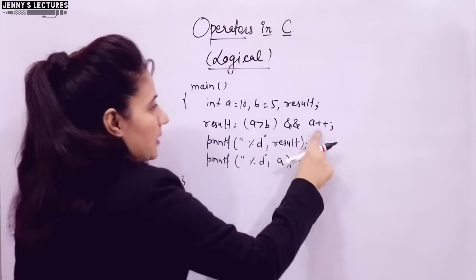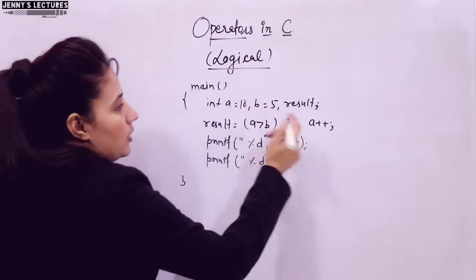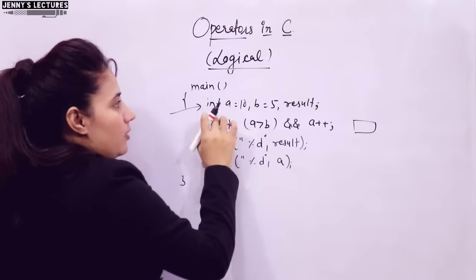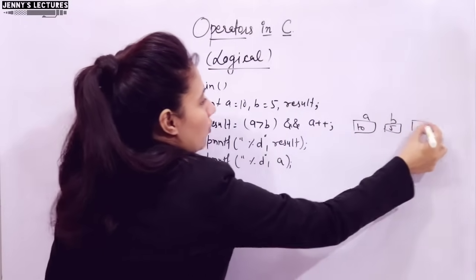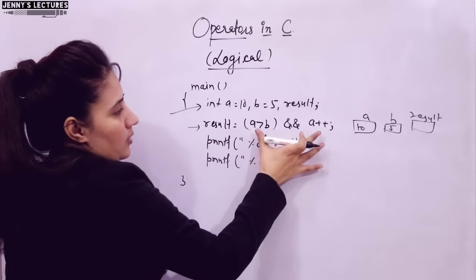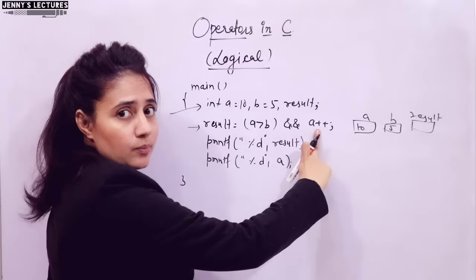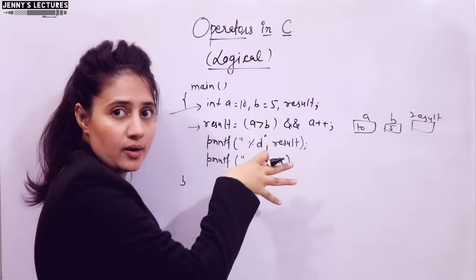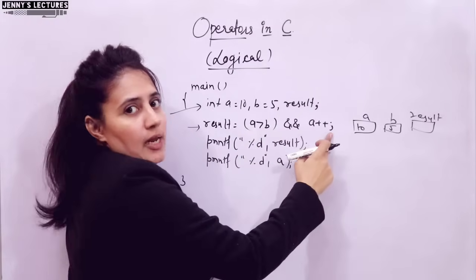Now I am taking the increment operator also in this example, so that you can revise these operators. A value is 10, B value is 5. When control goes to the first line of the main function, memory would be allocated to A and B, 2 bytes each. Here we have 10, here we have 5, and one more variable, result, which has nothing yet. Now first of all evaluate these expressions. This is post increment. Post means the original value would be used in this expression, and then the value would be modified after the execution of this line.